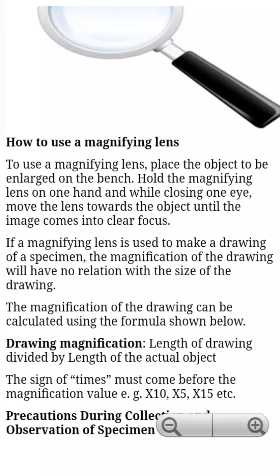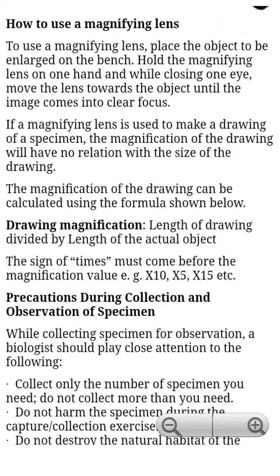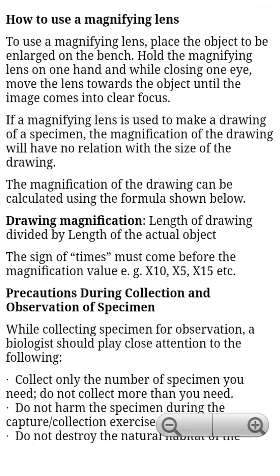So now let's look at how to use a magnifying lens. To use a magnifying lens, place the object to be enlarged on the bench. Hold the magnifying lens in one hand and, while closing one eye, move the lens towards the object until the image comes into clear focus.